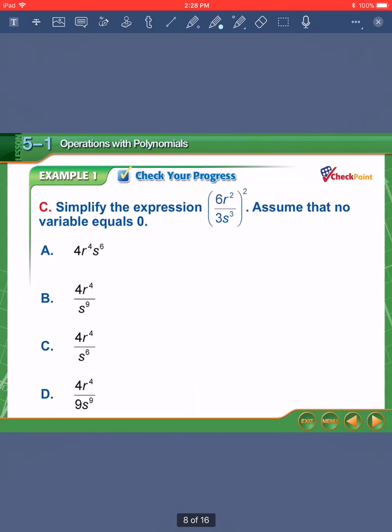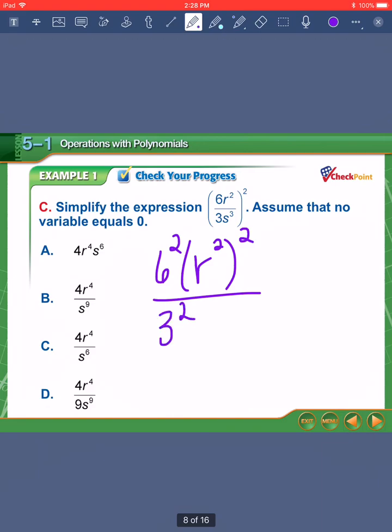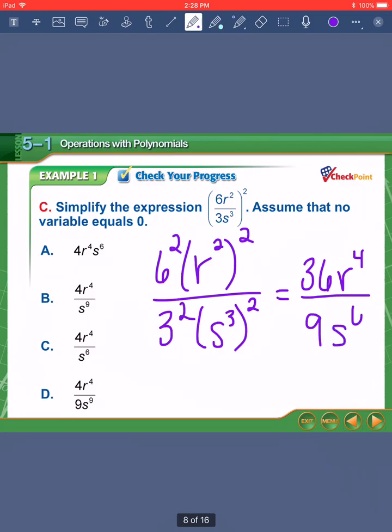All right, I've got 6r squared over 3s cubed, and that all is being squared. So everything within the fraction is going to be squared. So I have 6 squared r squared squared over 3 squared, s cubed squared. So 6 squared is 36. r squared squared is r to the 4th. Over 3 squared is 9. And then s cubed squared is s to the 6th.